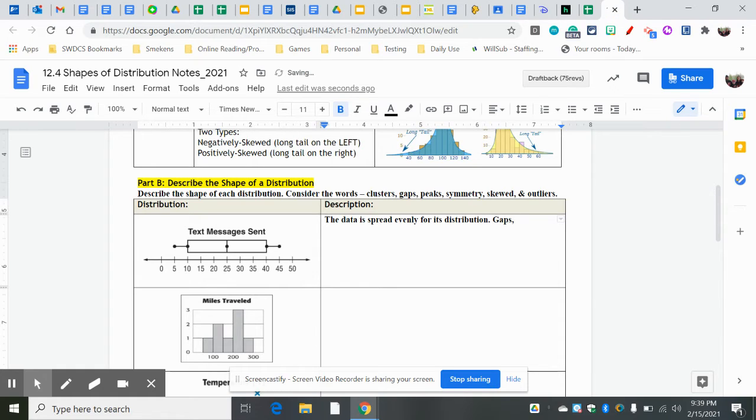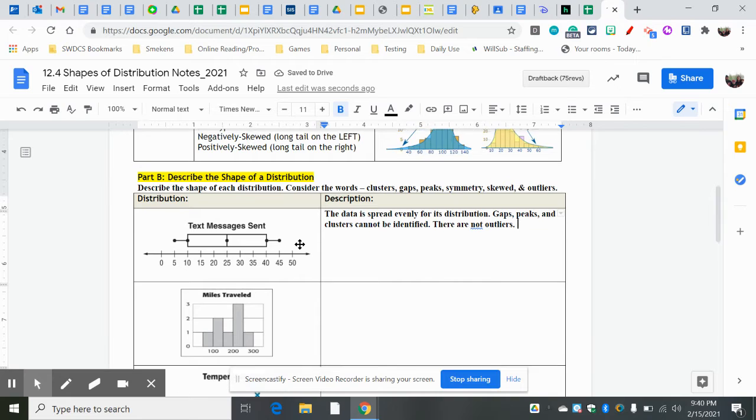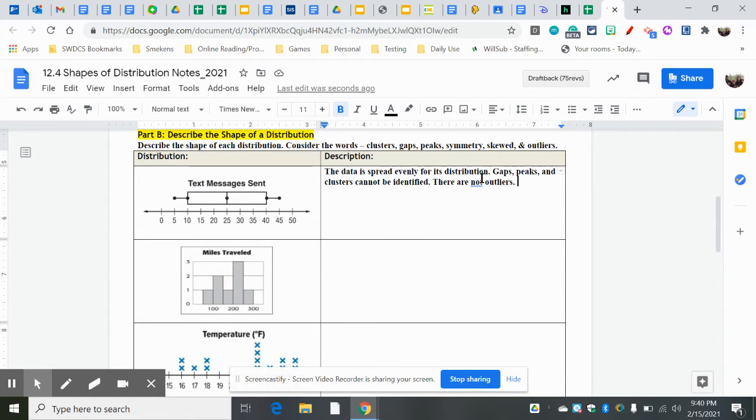Gaps, peaks, and clusters cannot be identified. That's because I can't tell if there's any high points because on a box plot, these are things that I'm not able to see. And then I can put that there are no outliers. Outliers on a box plot, which we finished yesterday, are shown with that asterisk. Okay? There are no outliers.